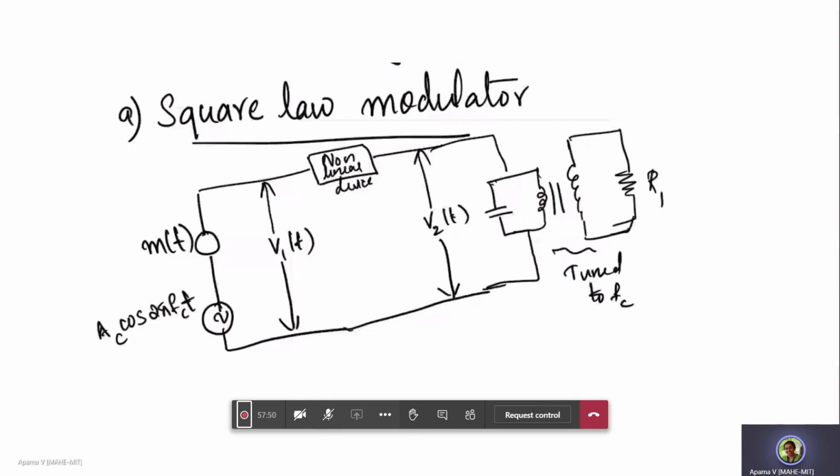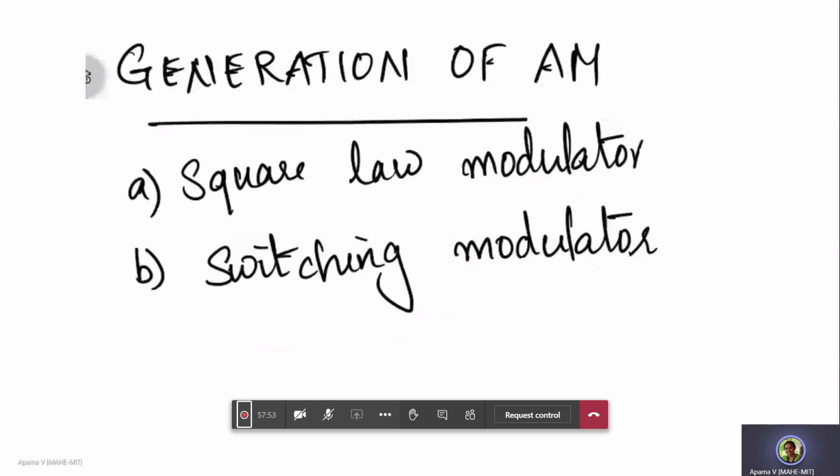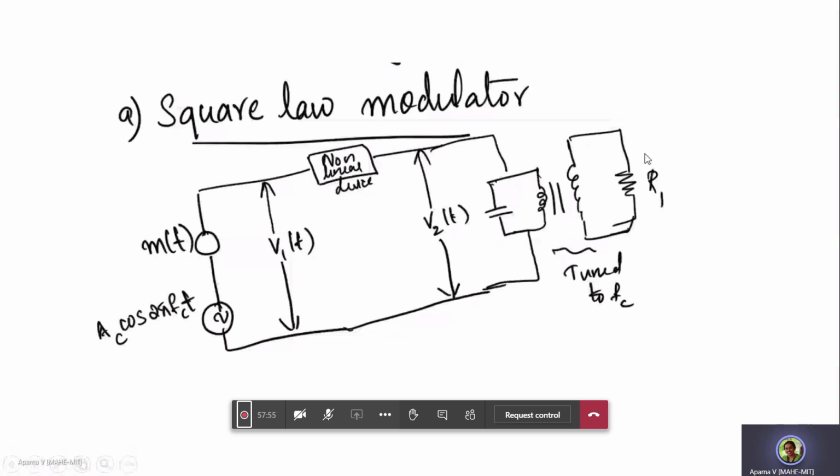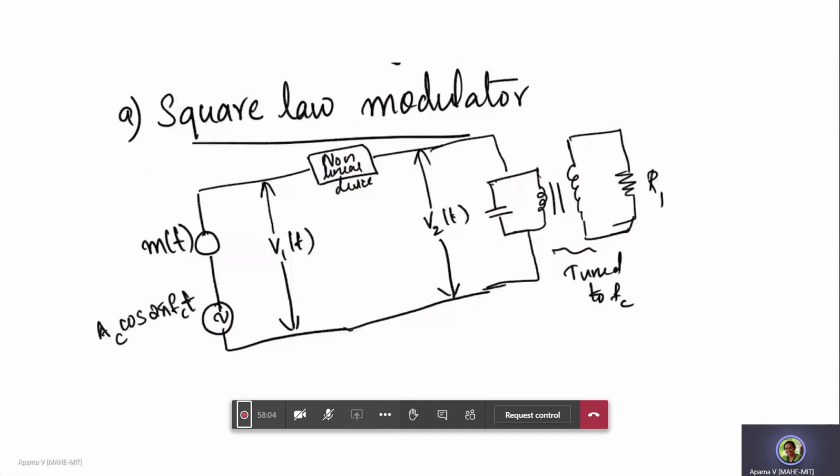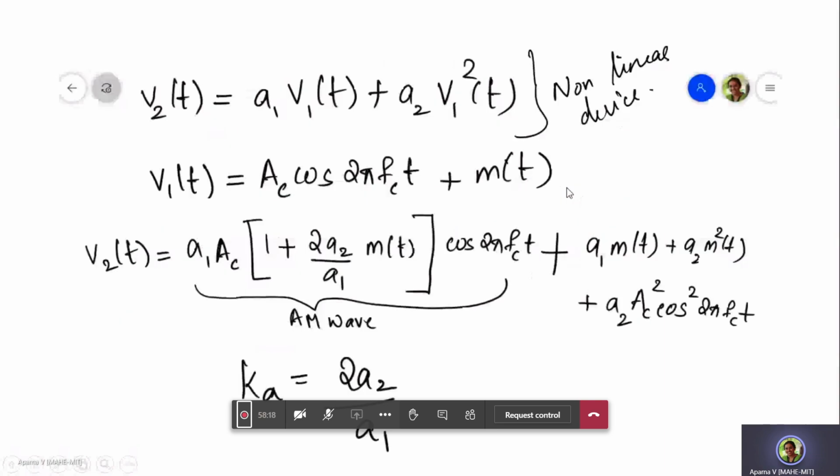See, first we were going through modulators. We studied two circuits for the generation of AM. One is the square law modulator, which has a circuit like this: V1(t), a square law modulator and a band pass filter. Your input signal is the message signal and the carrier signal Ac cos 2 pi fc t, passed to a nonlinear device and then through a band pass filter. We proved that you can get the AM wave, the expression for the modulated signal.